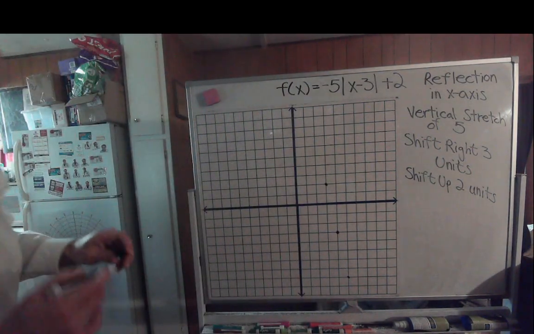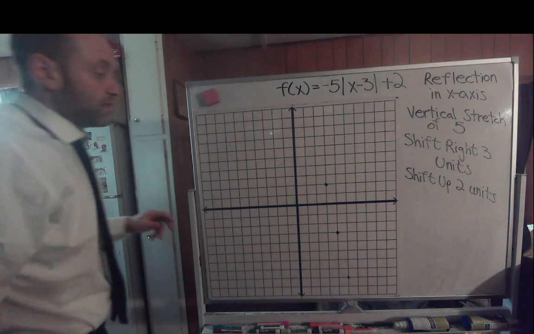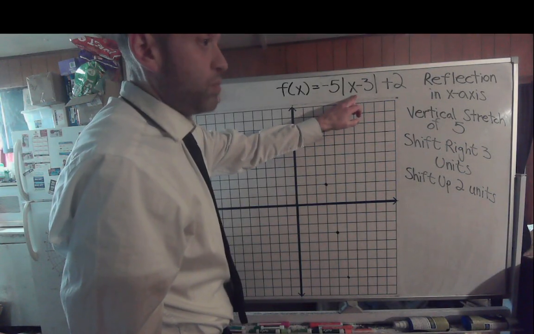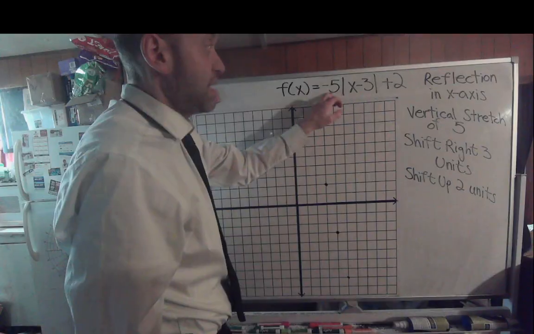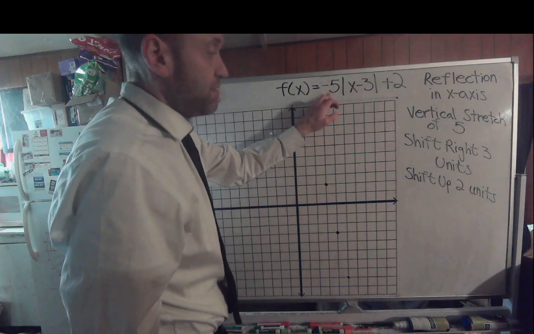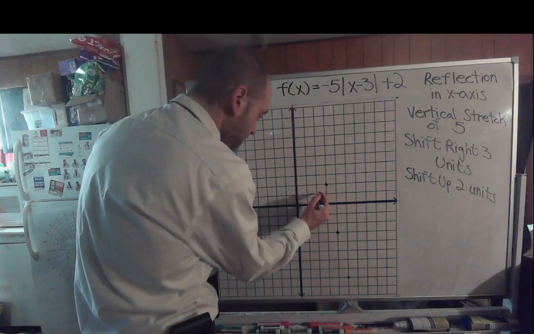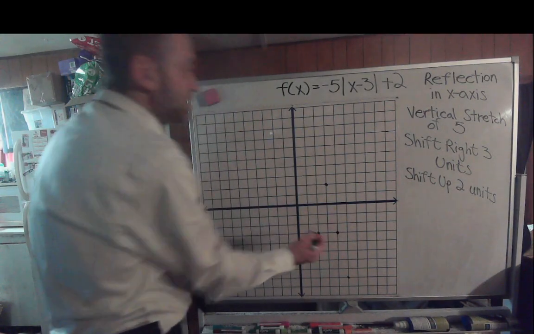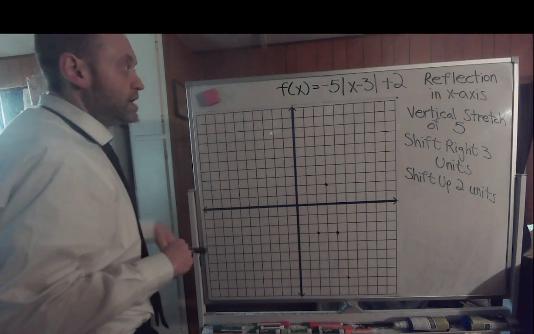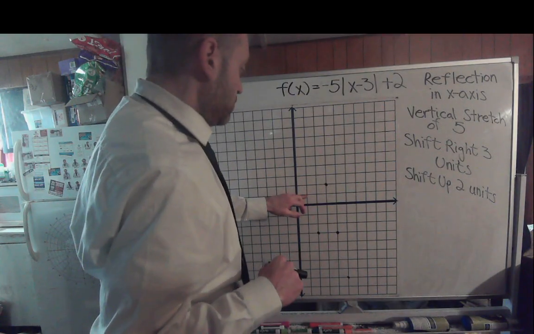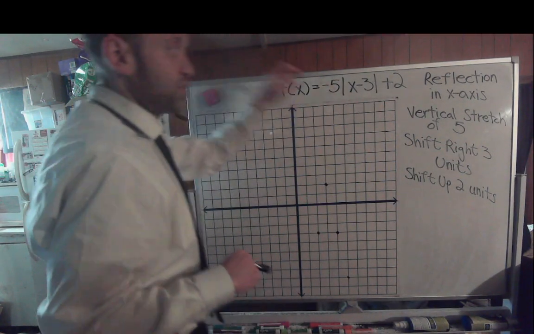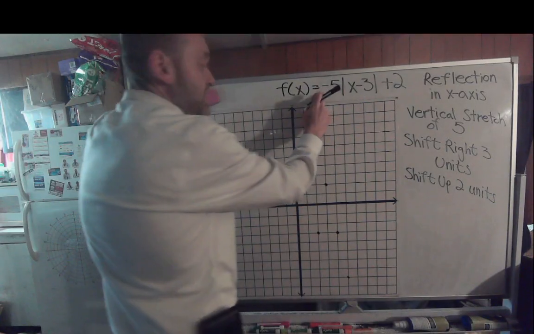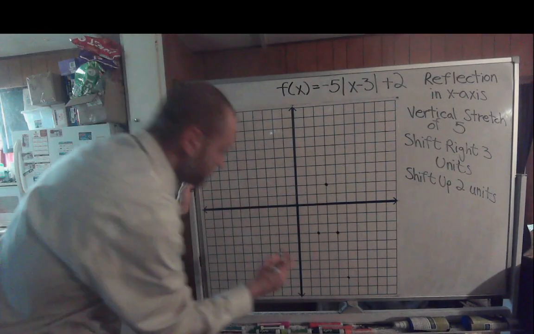Alright, so now let's see here. What if I put in 2? 2 minus 3 is negative 1. The absolute value of that is 1 times negative 5 is negative 5 plus 2 is negative 3. And then if I decide I'm going to put in, let's see, 1 minus 3 is negative 2. The absolute value of that is 2 times negative 5 is negative 10 plus 2 is negative 8.